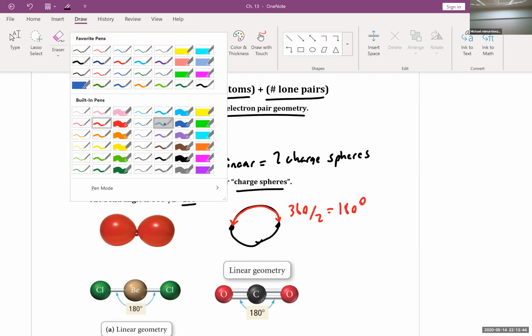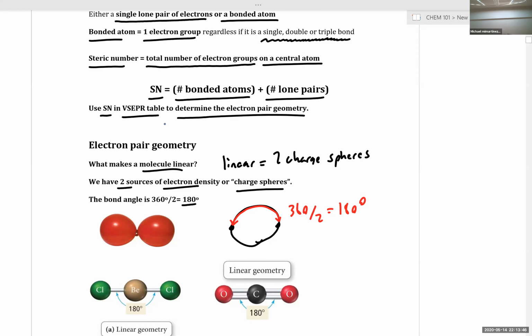So in this section, I want you to be familiar with the names of each of these electron pair geometries, the number of charge spheres that correspond to that geometry, and the bond angle. Does that make sense to everyone? That's what I'm expecting of you in this chapter.